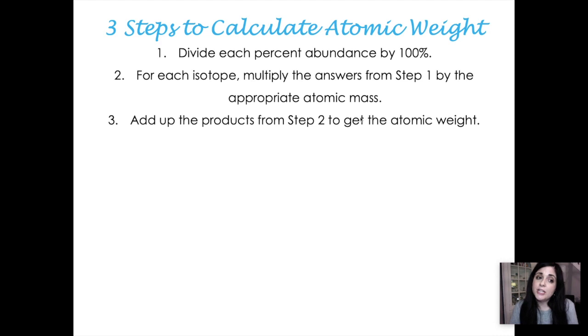And then lastly, you're just going to add up the products from step 2 to get the atomic weight. So once you add those together, your atomic weight should equal the mass that you find on the periodic table.